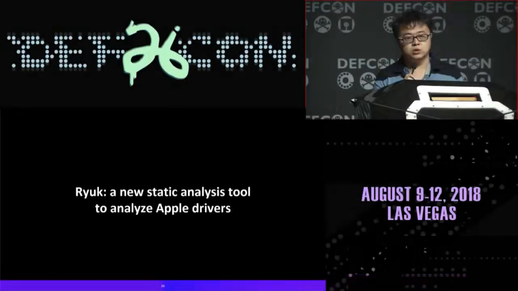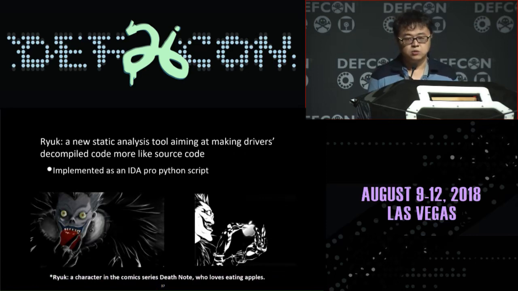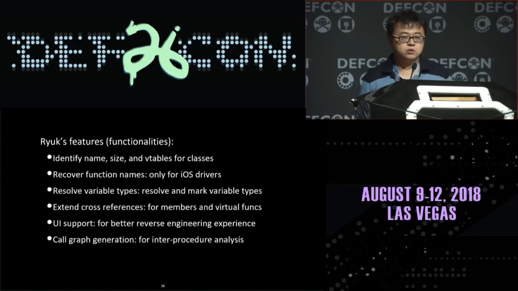So we propose a new tool to analyze drivers in macOS and iOS. This tool is called Ryuk, which is a static analysis tool for making Apple drivers' decompiled code more like source code. It is implemented as an IDA Pro Python script. The name Ryuk stands for a character in the comic series Death Note, who loves eating apples. So Ryuk has several features as below. It can identify name, size, and vtable for classes. It can recover function names, resolve variable types, extend cross-references, extend UI support, and construct the call graphs.